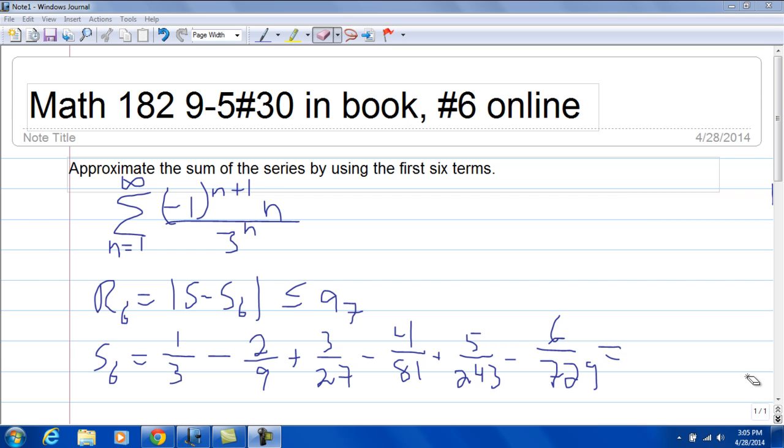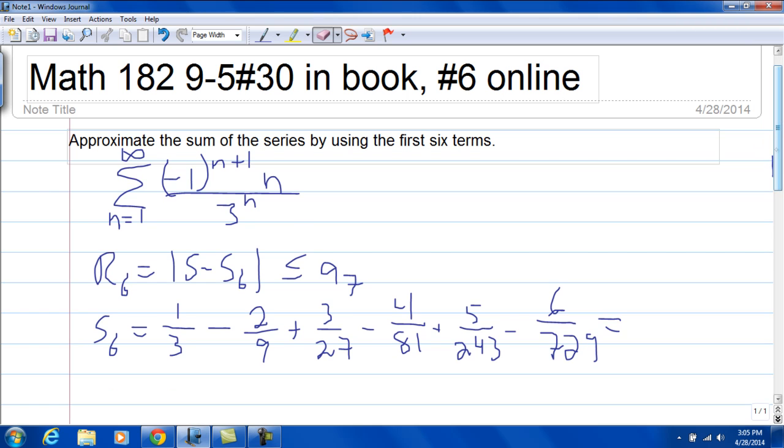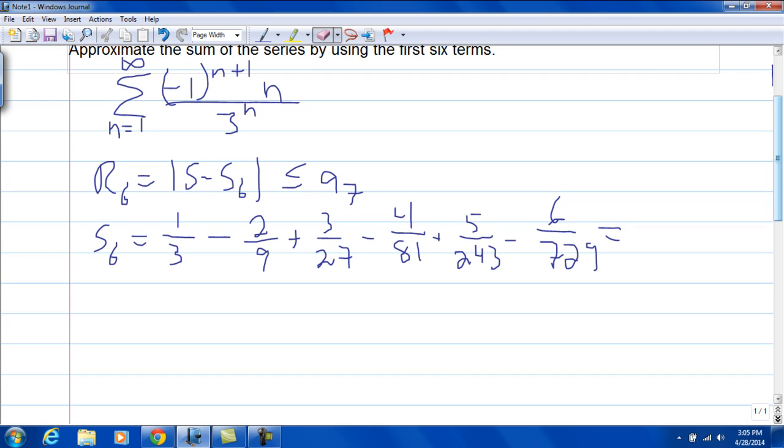sum of the first 6 terms, which will be less than or equal to A7. So our S6 is what I'm calculating now. It's going to be 1/3 minus 2/9 plus, and I'm just plugging in 1 into n here. Negative 1 to the 1 plus 1 is negative 1 to the 2, which is 1, times 1 over 3 to the 1, that's 1/3. Then for n equals 2, negative 1 to the 2 plus 1, that's an odd number, so it's negative 1, times 2 over 3 to the 2, which is 9.